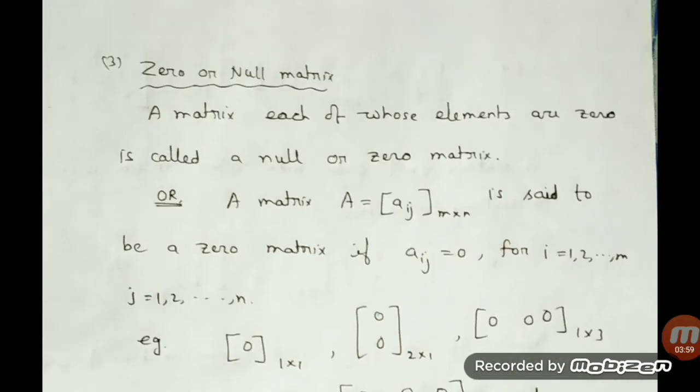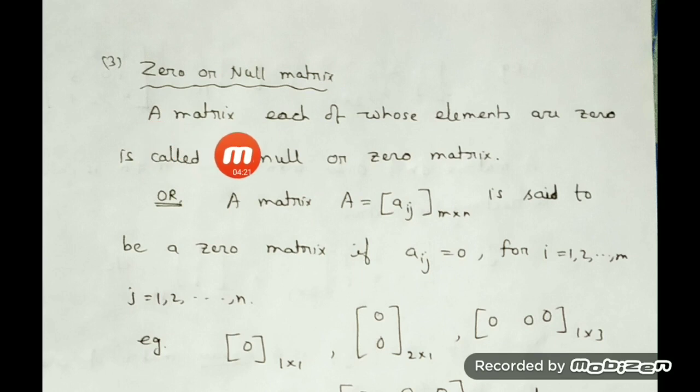Now let us go next to what is a zero or null matrix. In the case of a zero or null matrix, each and every element of the matrix must be equal to 0. It can have any order. So what is a zero matrix?